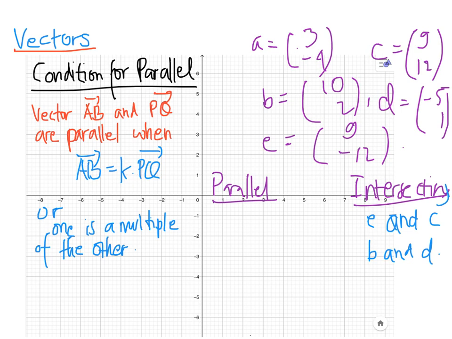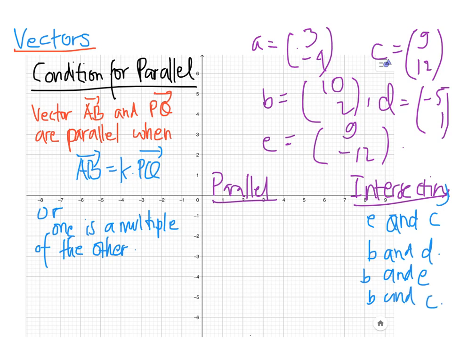How about B and E? And B and C is probably connected later. They're exactly different, not even a multiple. You times 6, you get a 12, but you get a 60. So B and E, and B and C, are not parallel.